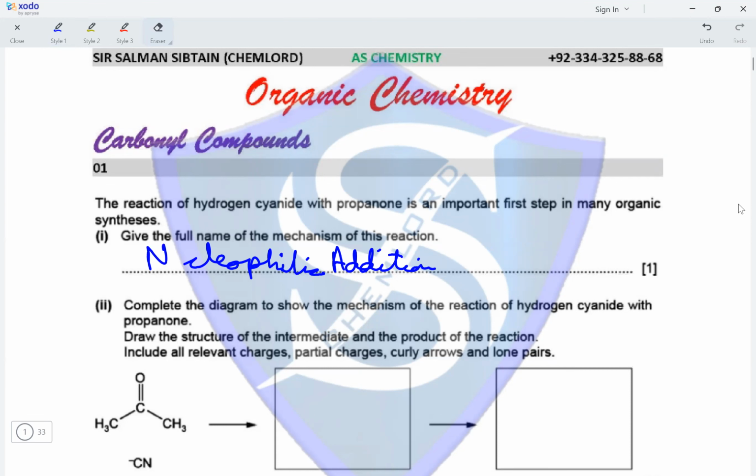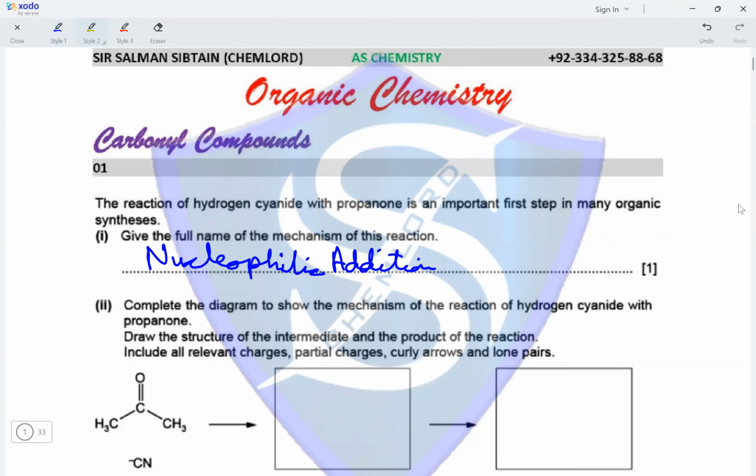Complete the diagram to show the mechanism of the reaction of hydrogen cyanide with propanone. Draw the structure of the intermediate and the product of the reaction. Include all relevant charges, partial charges, curly arrows, and lone pairs. So here we have propanone reacting with the CN negative ion of HCN.